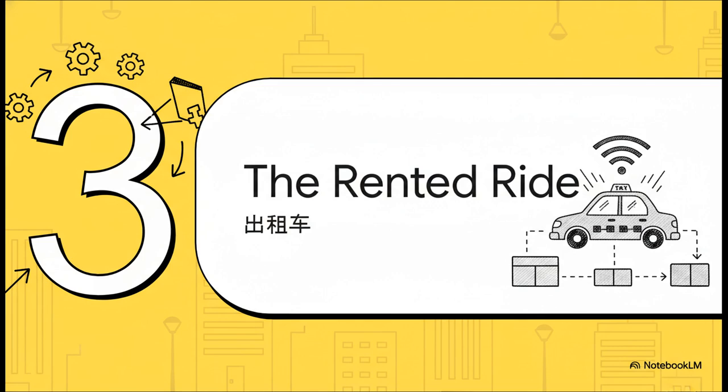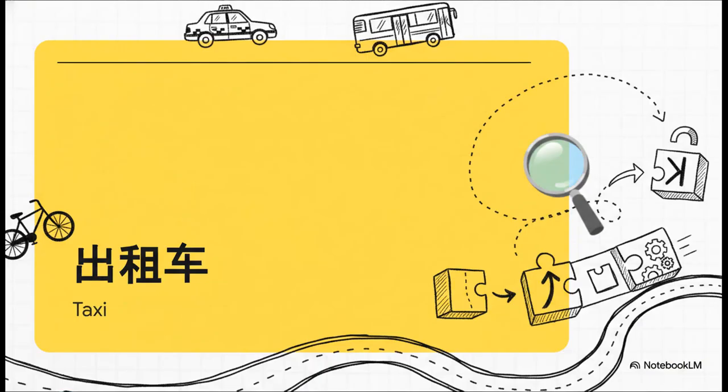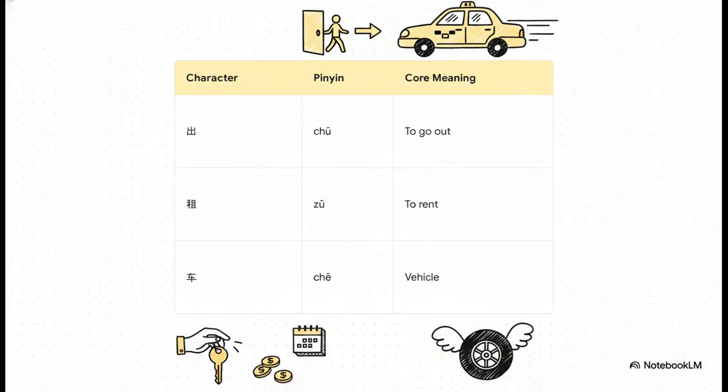Next up, let's see how this exact same building block logic applies to a more personal form of transport, the taxi. Okay, this time it's three characters, and right away you should notice something familiar. Look at that last one, che, for vehicle. And this is exactly how you start to learn Mandarin more quickly. Once you know a character, it becomes this little key that can unlock dozens of other words for you. So let's look at how these combine.